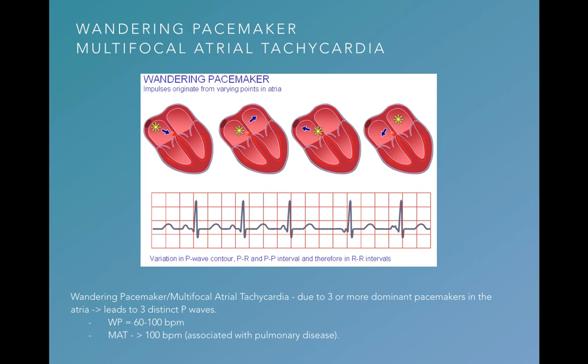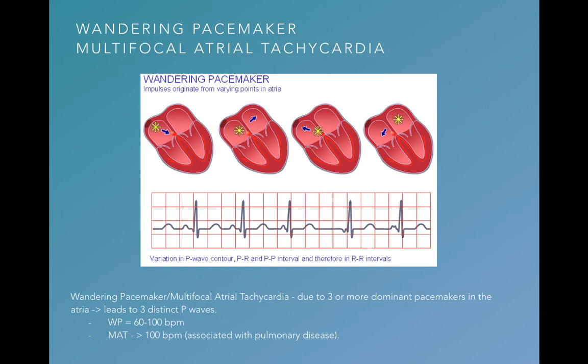So, wandering pacemaker and multifocal atrial tachycardia. For some reason, these are some of my favorite rhythms. You don't see them that often, but for both of these, the diagnosis is dependent on the rate. If it's a normal rate, 60 to 100, it's known as wandering pacemaker. If it's over 100 and tachycardic, then it's multifocal atrial tachycardia, or MAT.